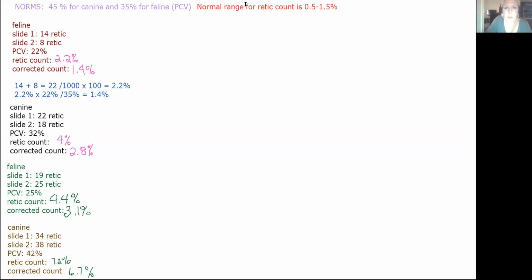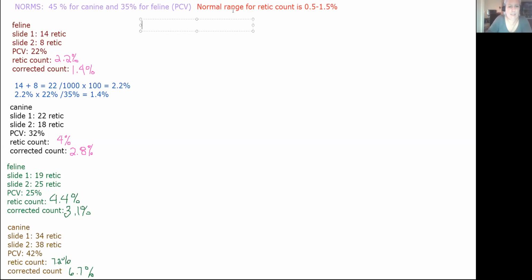Let's see, but don't forget your normal range for the reticulocyte counts. When we watch that video, I want you to ignore the man talking about 3%. That is human medicine. We're going to stick to our 0.5 to 1.5 for companion animals. So never mind the man with this 3%.